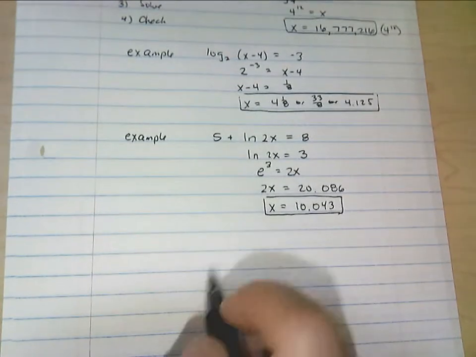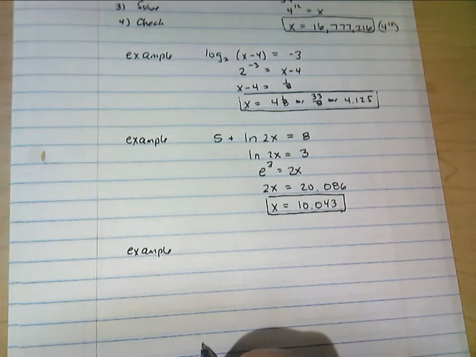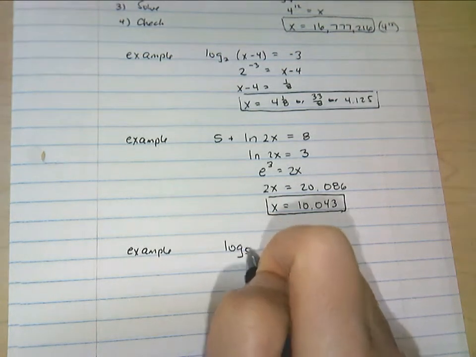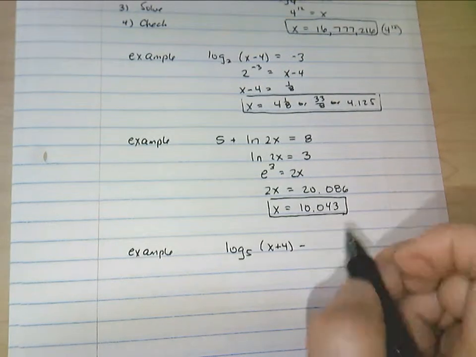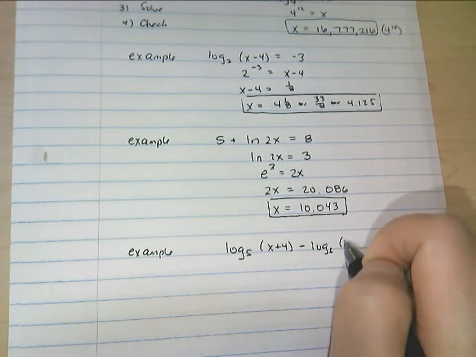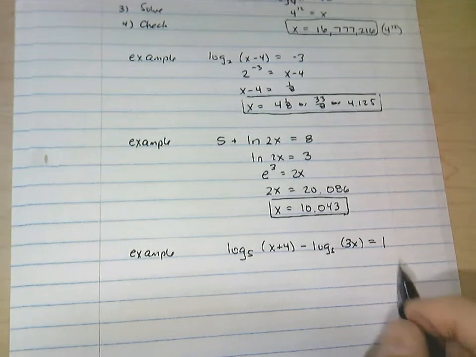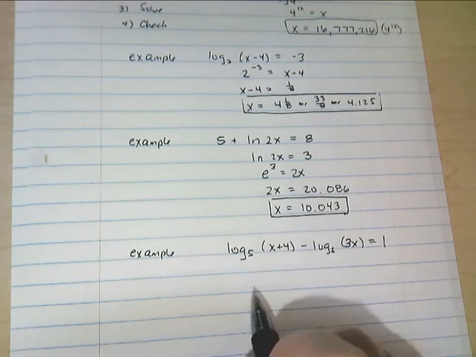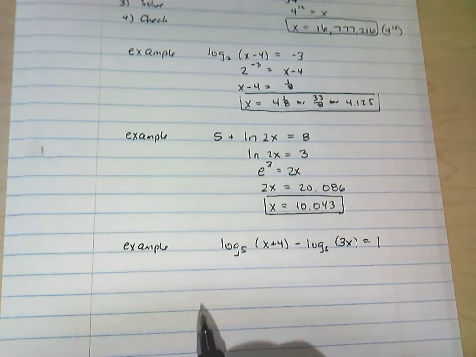One more example. If I had log base 5 of x plus 4 minus log base 5 of 3x equal to 1. I have logarithm twice, so I can't rewrite it as an exponent yet. I have to condense these two.